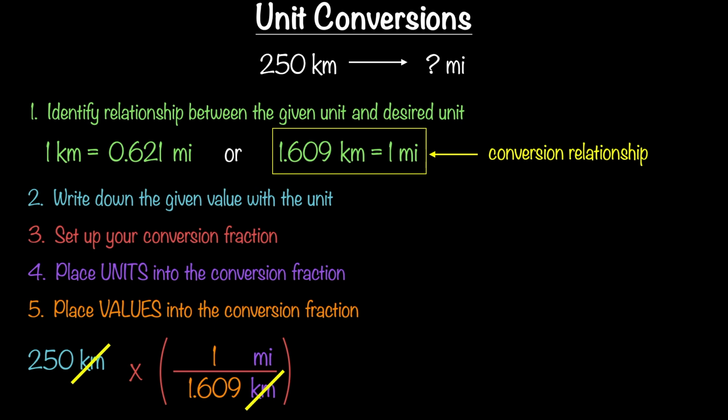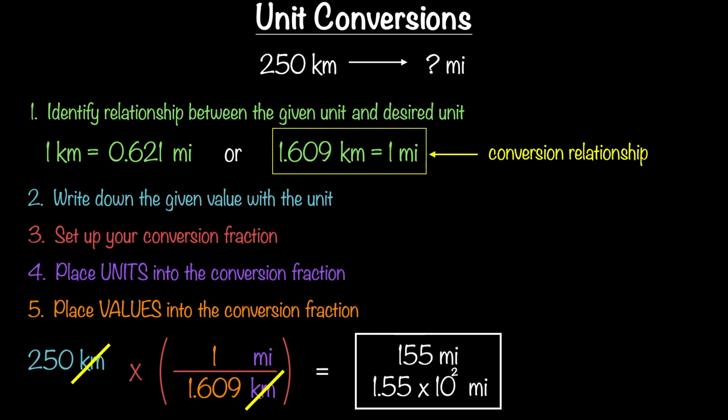Look, the kilometers cancel. All we need to now do is plug it into the calculator. So 250 multiplied by 1 divided by 1.609, what do we get? About 155 miles. In other words, in scientific notation, it would be 1.55 times 10 to the 2 miles. And we are finished. All right, let's take a look at one more example.